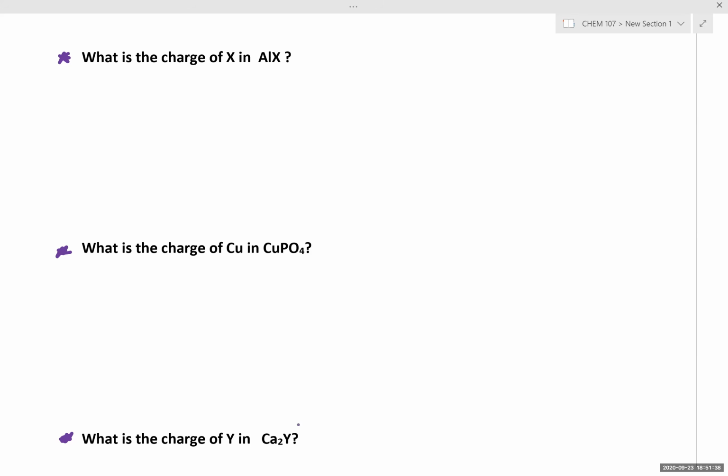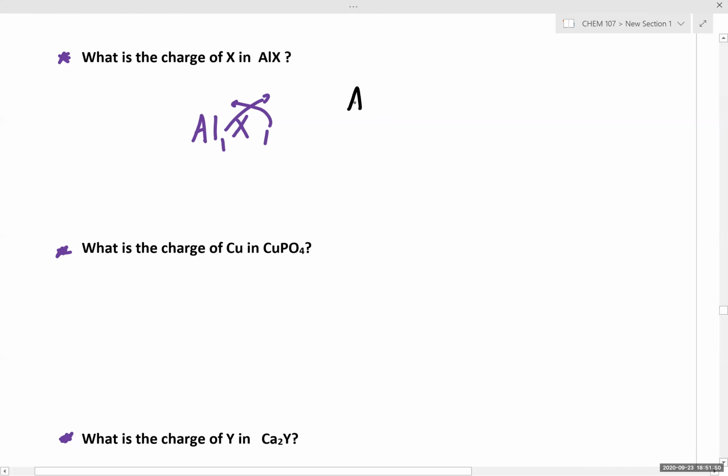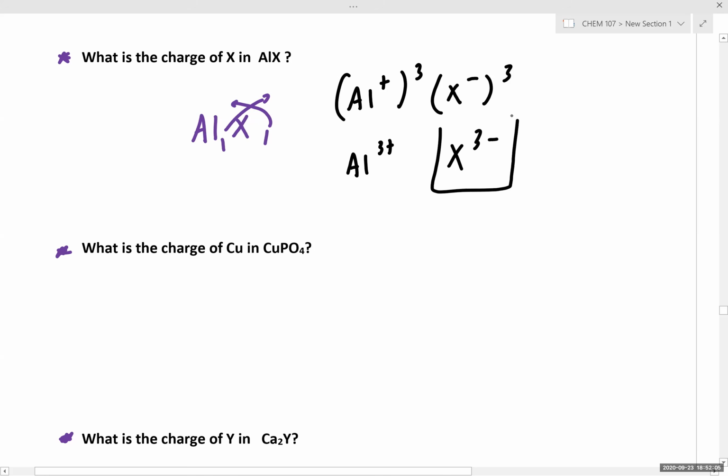Okay, so let's discuss. We can cross our charges just like normal, but, and this is really key, we know that aluminum has, in reality, a 3+ charge. So then we need to multiply both of our charges by 3. That gives us aluminum 3+ and X 3-. Does this example make sense? Is everyone comfortable with this idea?